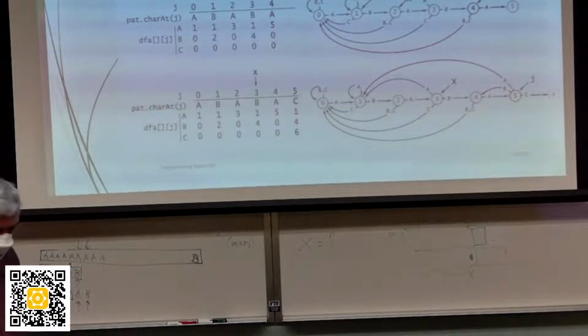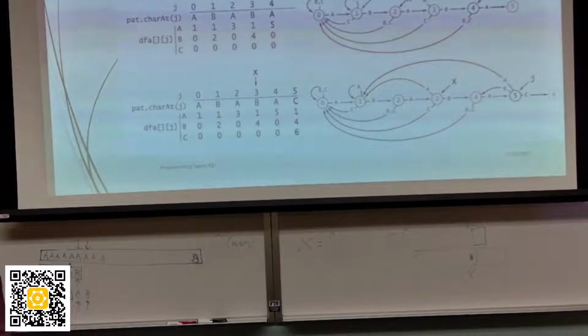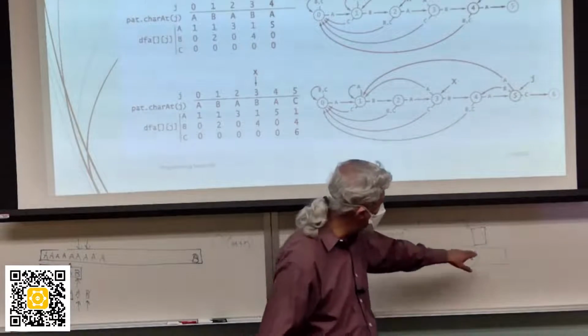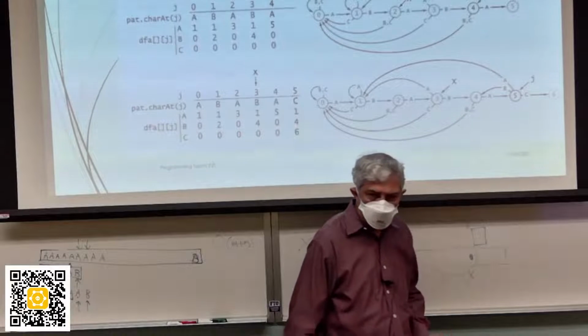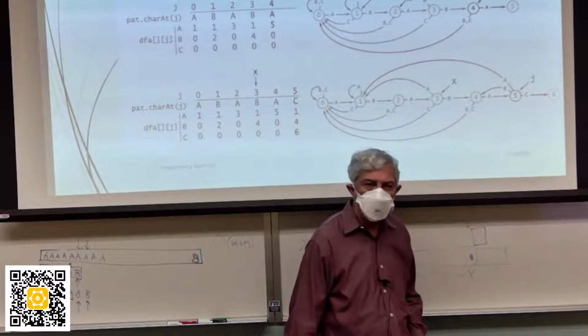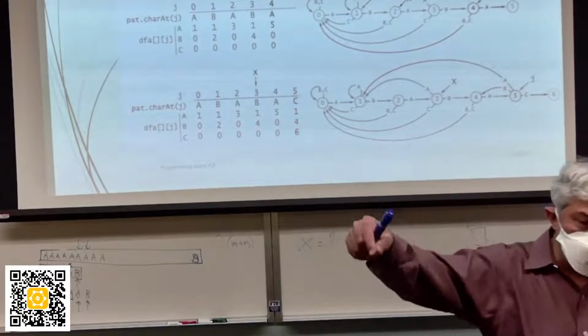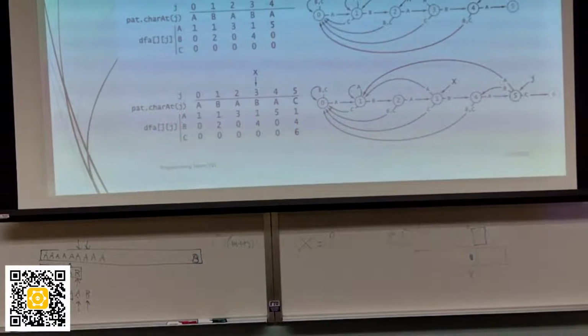So X is a strange thing that tells us what part I could reuse if there were a mismatch here. And that explains why it's delayed, and why you want to go from X to wherever that next state is.